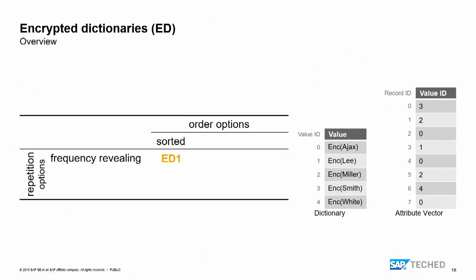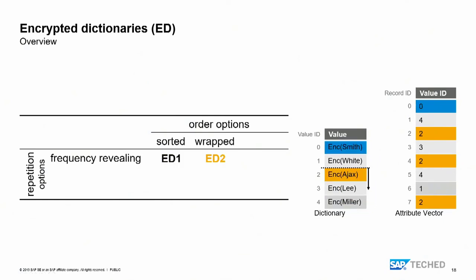Now I want to shortly explain why this is frequency revealing. And for that, let's look at the yellow cells in the attribute vector. The cloud provider or an attacker doesn't know that this is an encrypted AJAX because it's encrypted. But he sees here 0, 0, 0, so he knows it's there 3 times. So the frequency is revealed. And this might leak more information than you want, in some cases. That depends on the case. And for example, the other example is Smith here. It's only there once, which is also leaked.